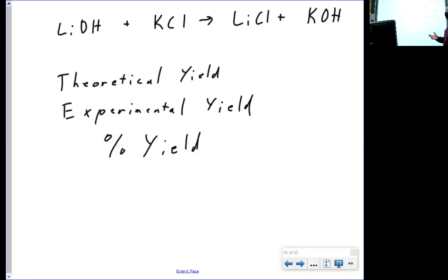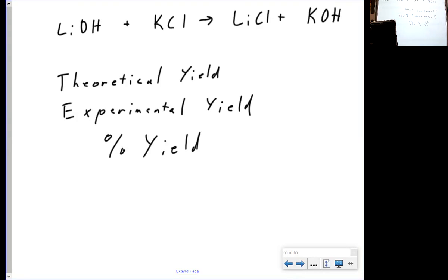Hey, so you got to know theoretical yield, experimental yield, and percent yield today. That's the only thing we're adding new. Really, we're not adding anything new except for percent yield because the other two we kind of should understand. If you do the math on paper, is that going to be theoretical or experimental? Theoretical. Everything we've done up to this point in class is theoretical.